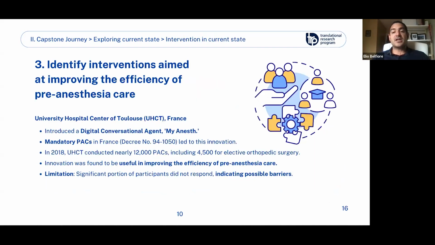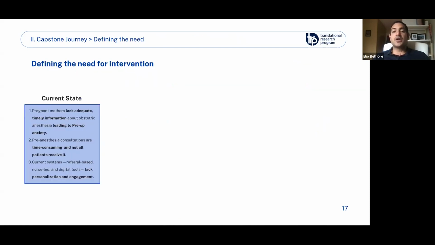For the third objective, our research led us to an innovative initiative at Toulouse University Hospital in France. They developed a digital assistant, a chatbot, to enhance pre-anesthesia consultation. The study concluded that using a digital assistant before the consultation reduced the duration while ensuring high quality and patient satisfaction. As we look at the challenges, it's clear that gaps in the current system are causing significant issues.